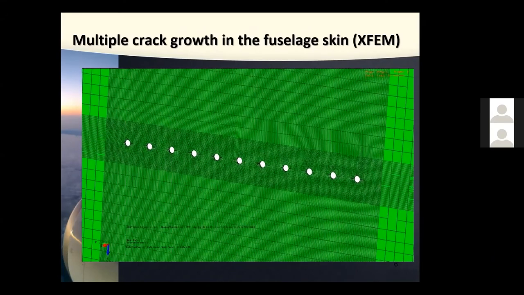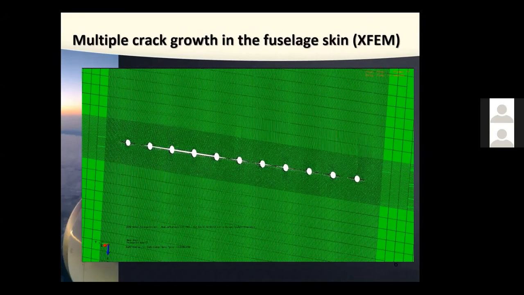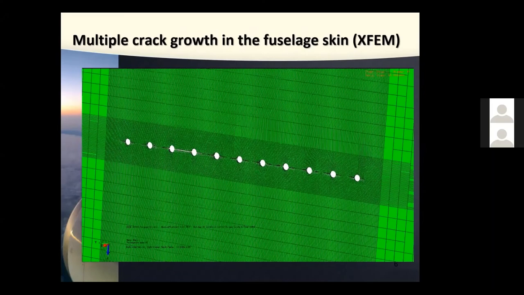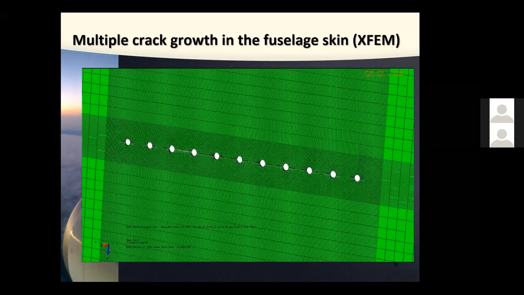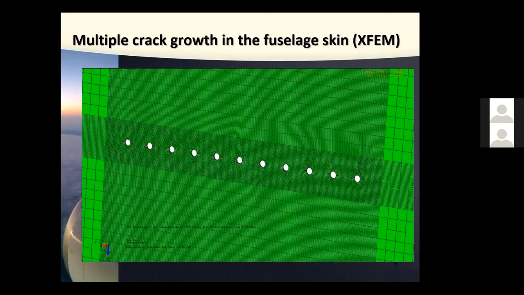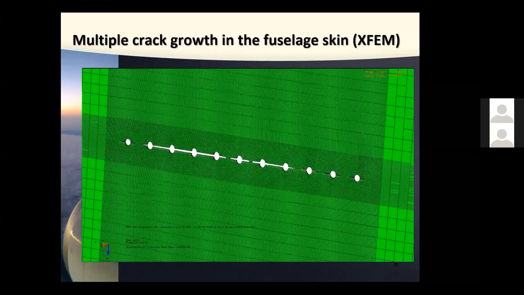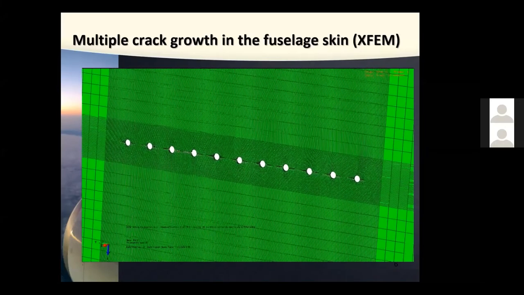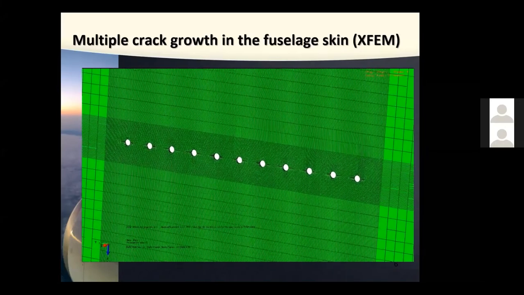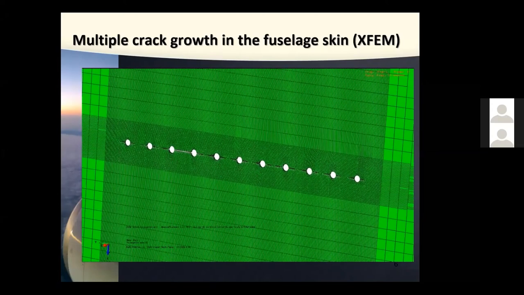So these 11 holes are, let's say, holes for riveted joints, typical holes on the skin of the fuselage, for example. And we can see that this simulation shows the growth of 22 cracks at the same time. So 11 holes, each hole two cracks. And we can see that these cracks in the middle, around the fifth and sixth hole, are growing faster than, let's say, cracks on the first and 11th hole.